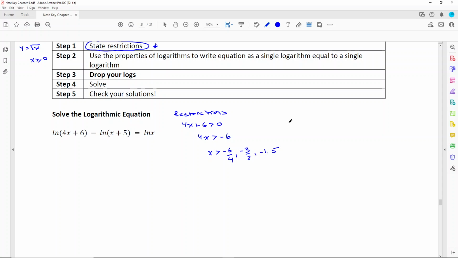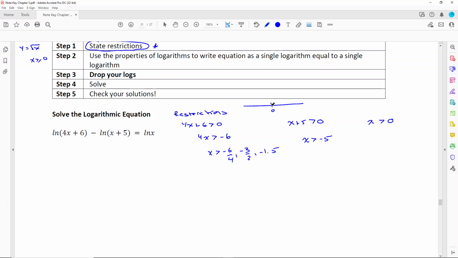Okay. Second restriction is that x plus 5 has to be greater than 0. So x has to be greater than negative 5. And then the last one is that you can't take the log of a negative number, so x has to be greater than 0, and that would be itself. So when you look at these 3 restrictions, this one says that x has to be greater than negative 1.5.